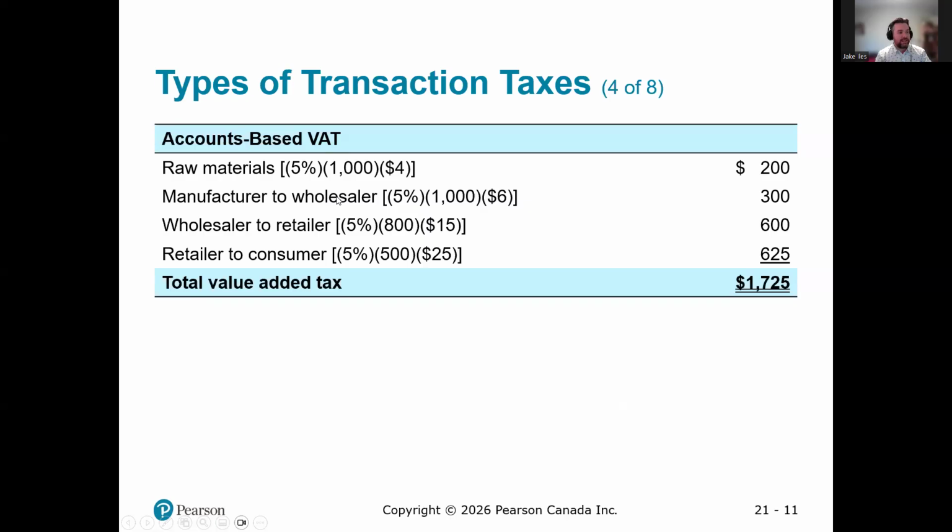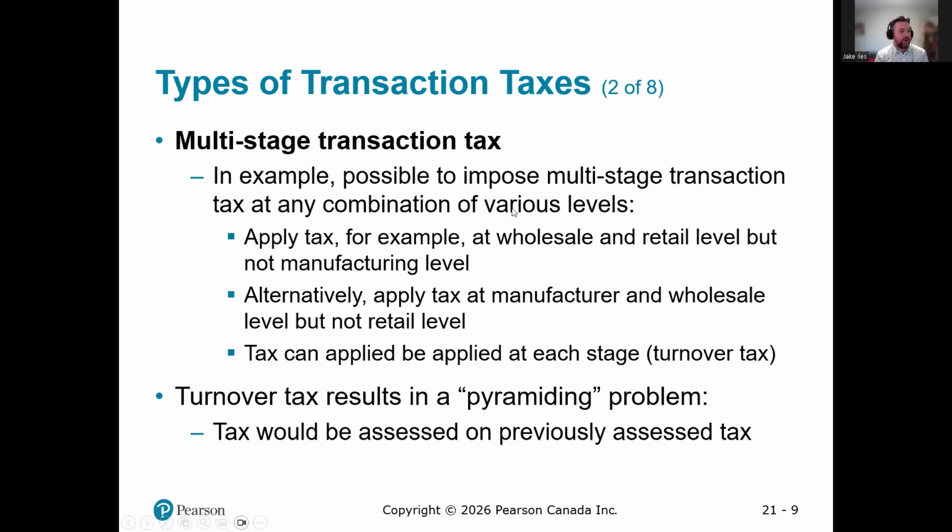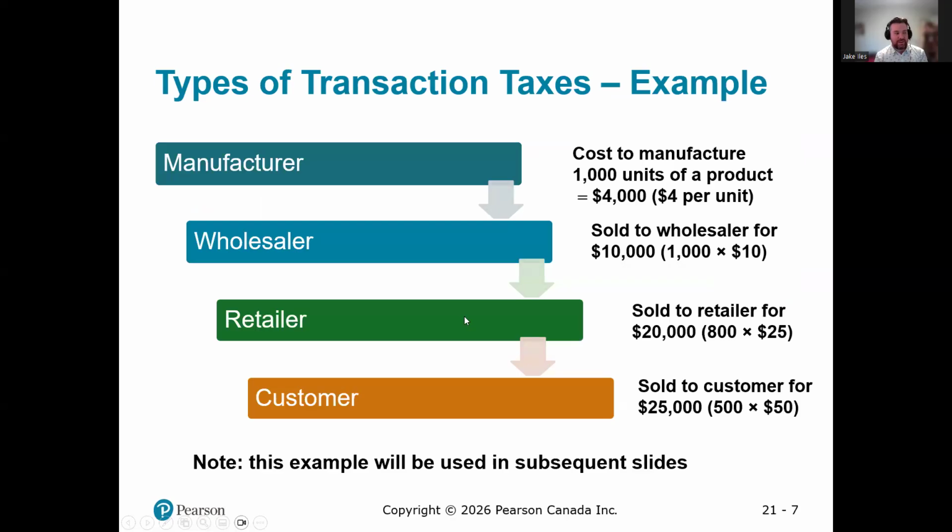The manufacturer, when he sells to the wholesaler, will sell it for $10. The price difference between $4 and $10 is $6. So if they bought it for $4 and sold it for $10, they must have added $6 worth of value. The 1,000 units times $6 of value added is $6,000. 5% is another $300. Again, the price went from $10 to $25, so the next rank must have added $15 of value, and the retailer added $25 of value.